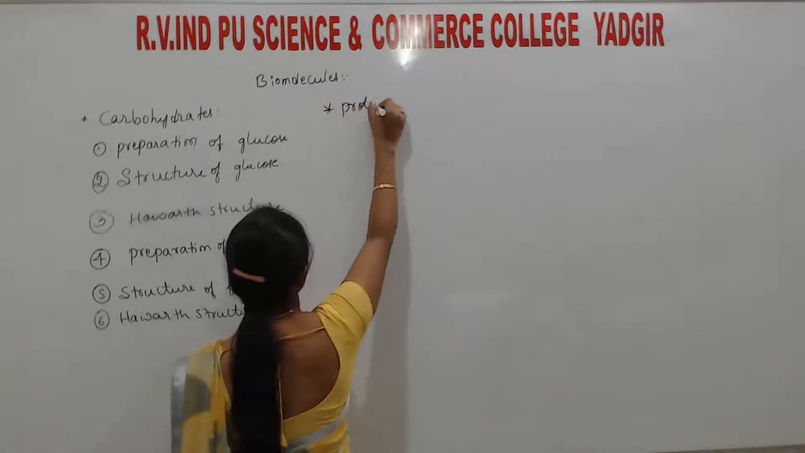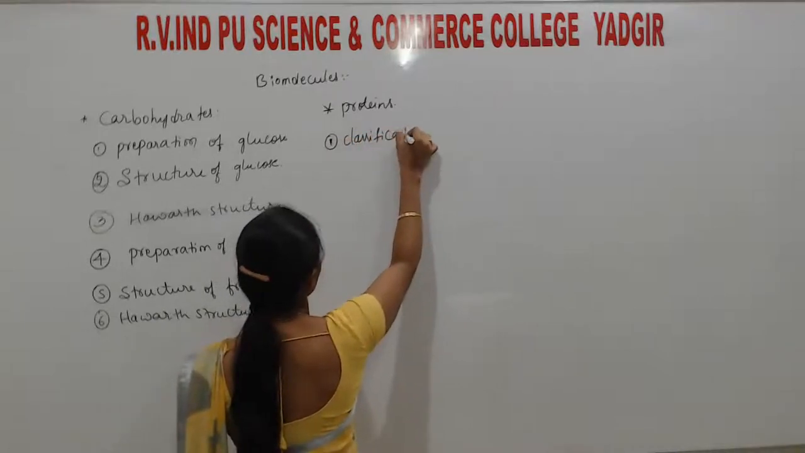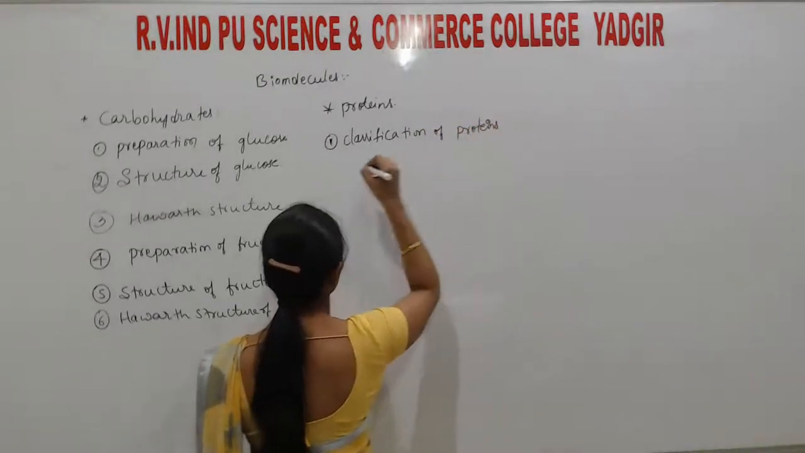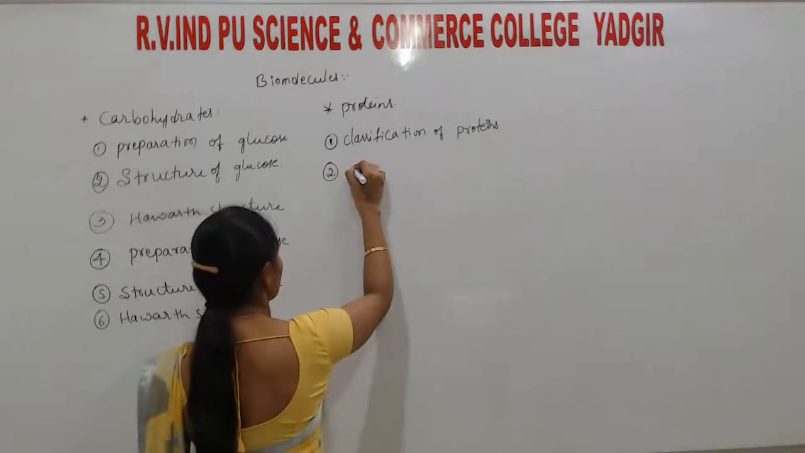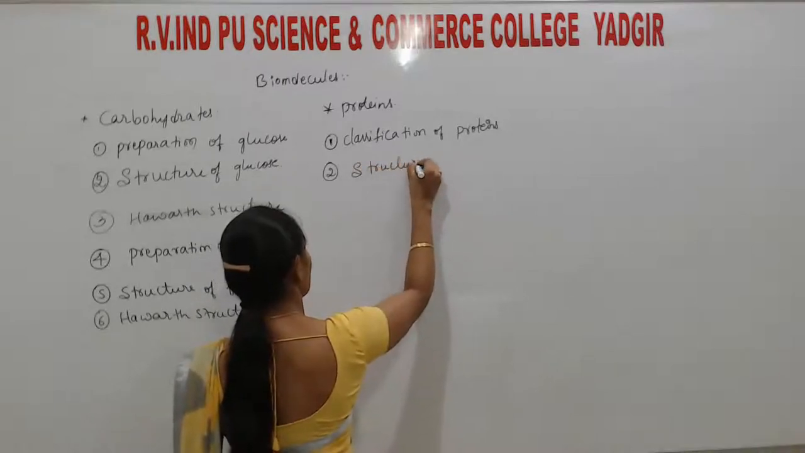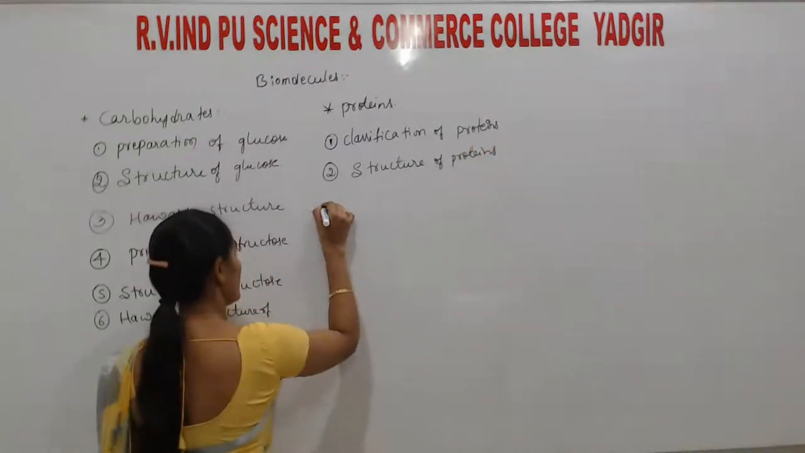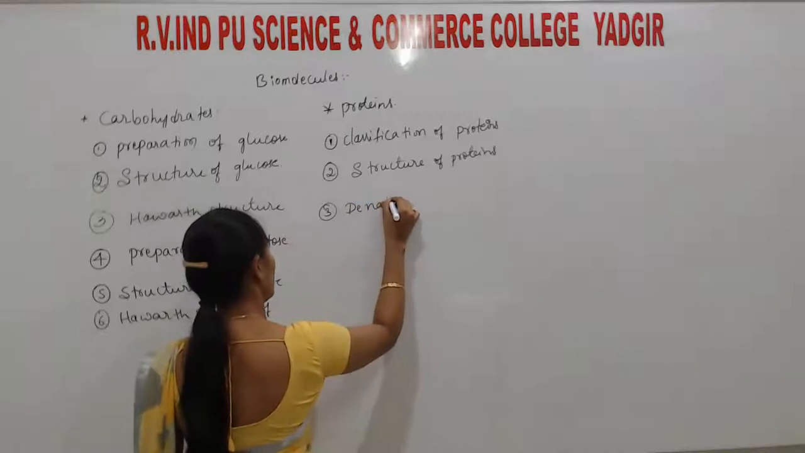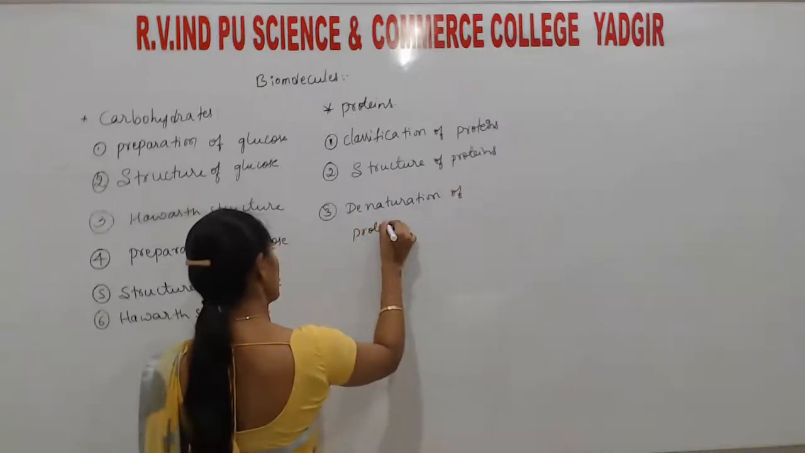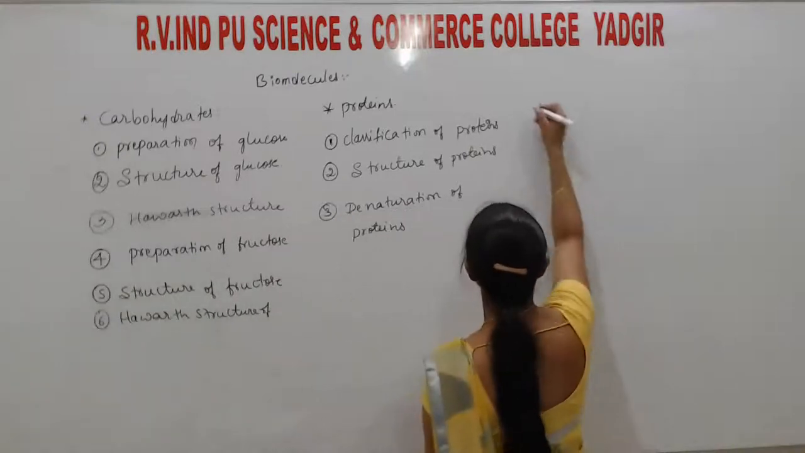Okay, next, the second one here is proteins. In the first one, classification of proteins. Second one, structure of proteins. Third one, the nature of proteins.